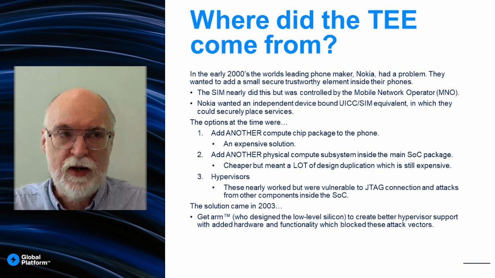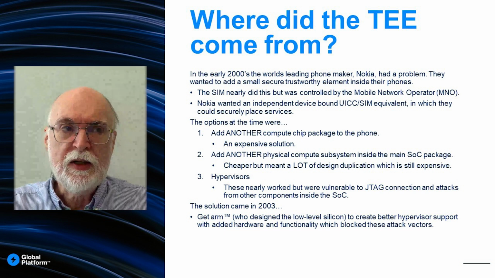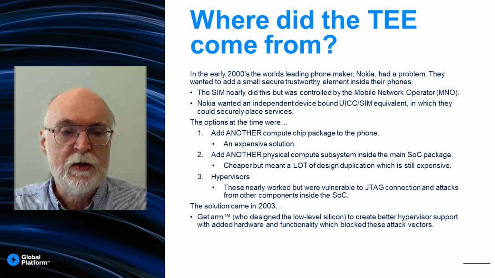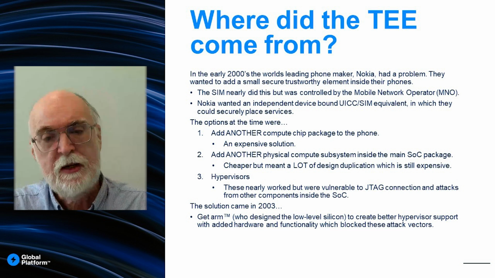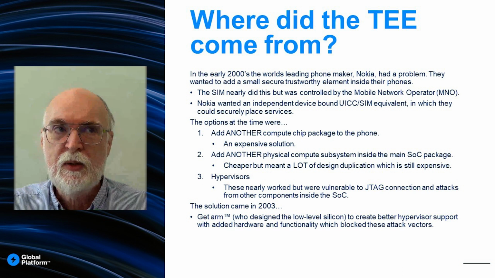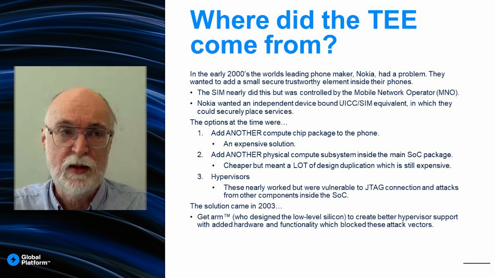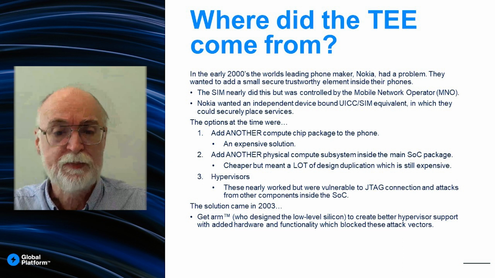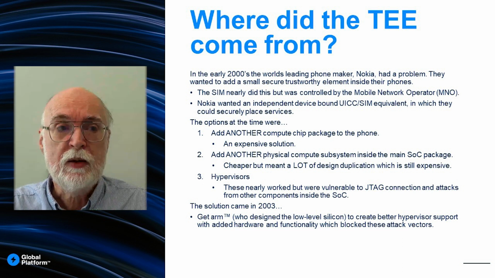And a third way that would have provided them a separate environment running inside the same processor structure on the silicon would have been to use hypervisors. But hypervisors have a vulnerability. At the time they certainly were open to having JTAG hardware debug used to look at what they were doing, and so they didn't provide isolation against things like JTAG viewing. And they also were vulnerable to other components on the SoC.